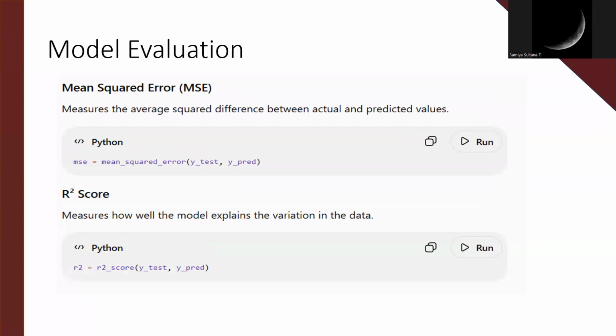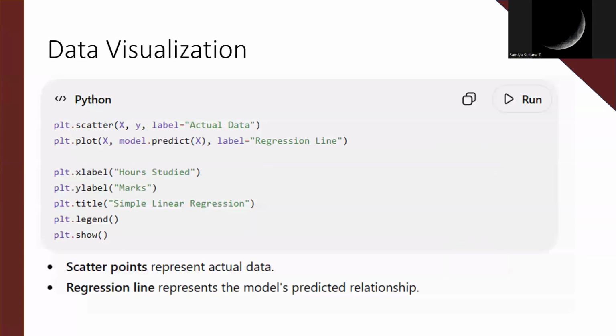Next is model evaluation. To evaluate the model, I use two important metrics. The first is mean squared error, which calculates the average squared difference between actual and predicted values. A lower MSE indicates better performance. The second is the R squared score, which measures how well the model explains the variation in the data. An R squared value closer to 1 indicates that the model fits the data very well.